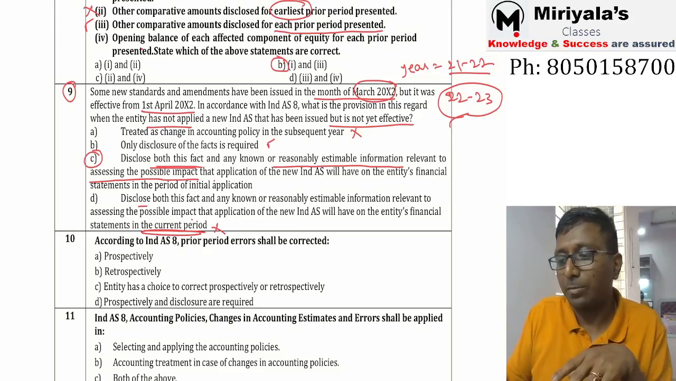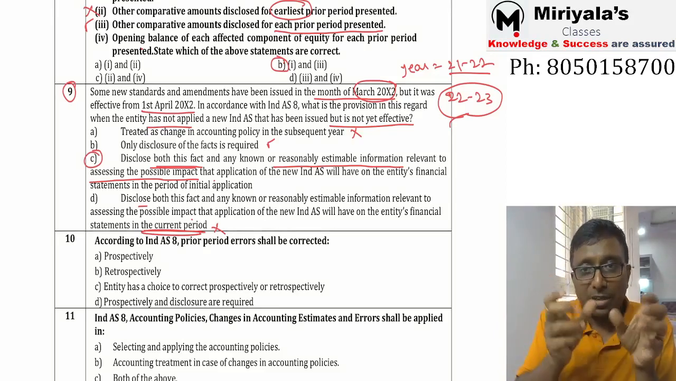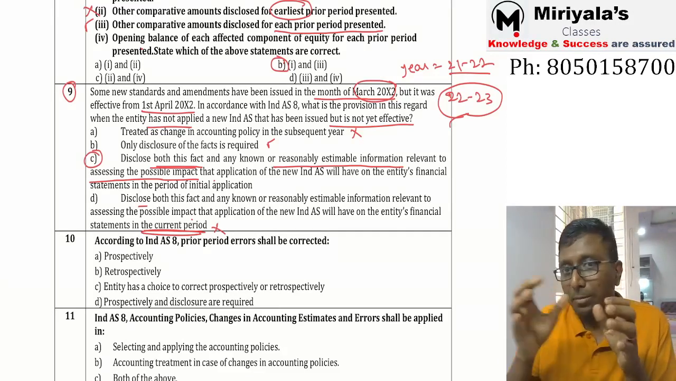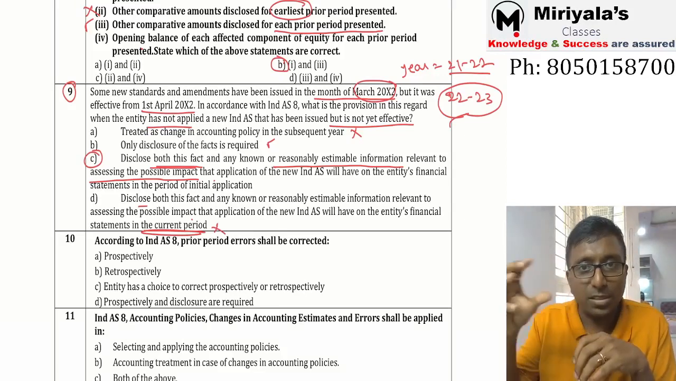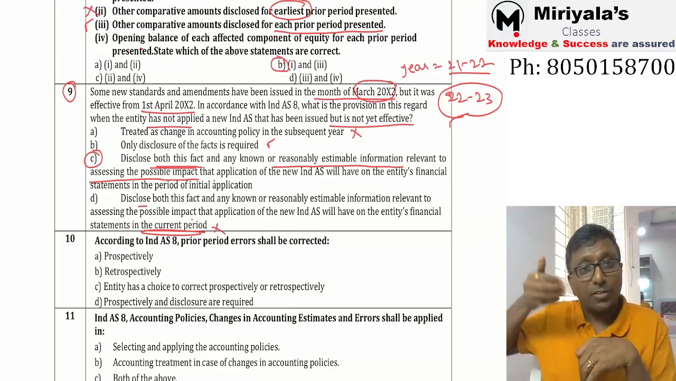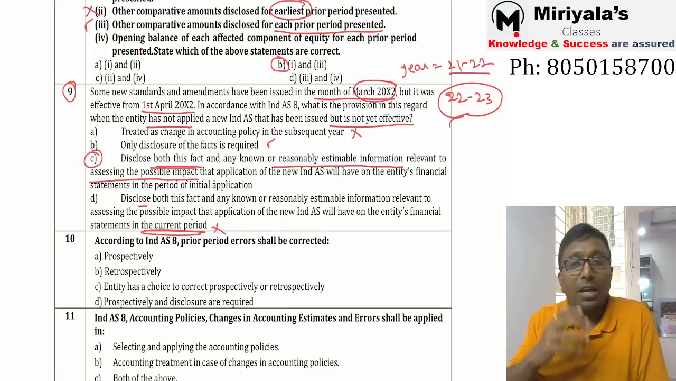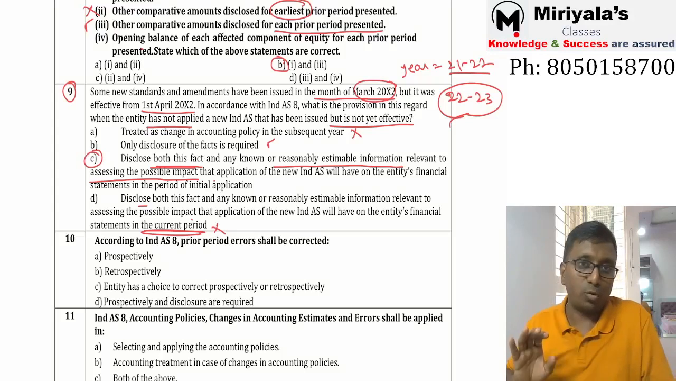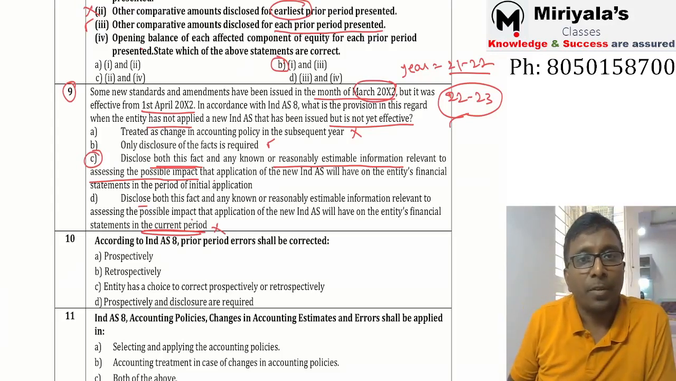Like, say, for example, there is an amendment in leases. Then you have to tell that so and so amendment has come in March 2022. Now this amendment is with respect to Ind AS 116. You just need to summarize the amendment in simple format. Because of this, what will be the impact on the financial statements? That you are supposed to tell. That's all. Not related to a specific current period or last year.